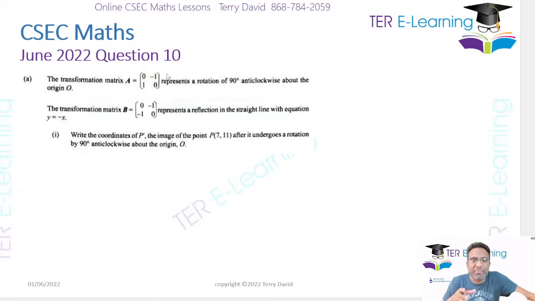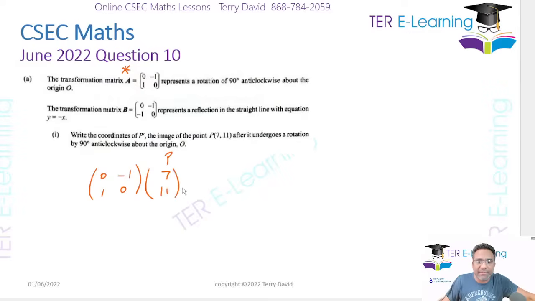The transformation B is, what is this? A reflection in the straight line y equals minus x. Write the coordinates of P prime after it undergoes a rotation of 90 degrees anti-clockwise. So what we're going to do, we're going to use this matrix here, right? And you're going to multiply it by the coordinate. So the matrix, you write the matrix first, 0, minus 1, 1, 0. And you're going to multiply that by the point P, which is going to be 7, 11, right?